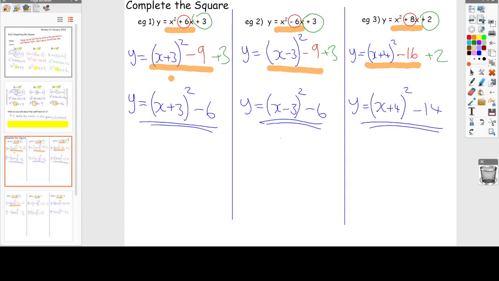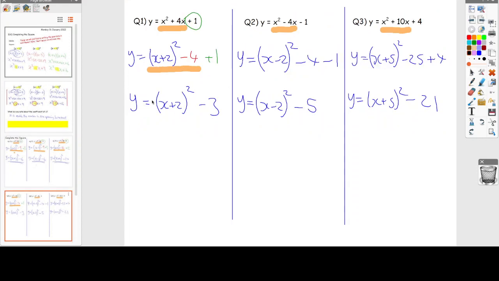So we did 3 more examples like this here. Okay, so just to quickly go over it, half of +4 is +2. So we've got (x + 2) all squared. What is 2 squared? It is 4. So to back this out, we've got the -4. And then we've got the 1 in green. -4 + 1 is -3.